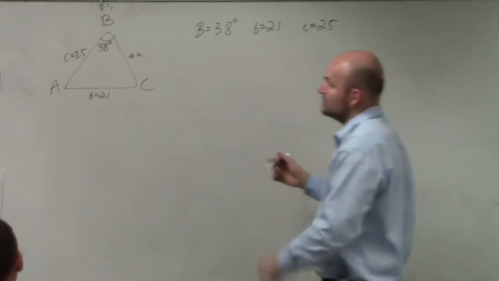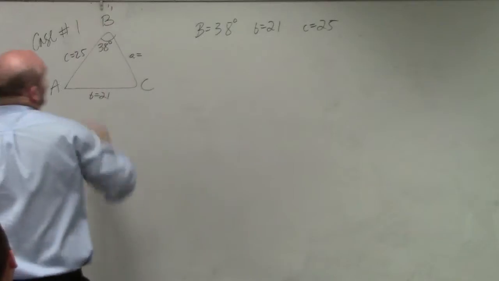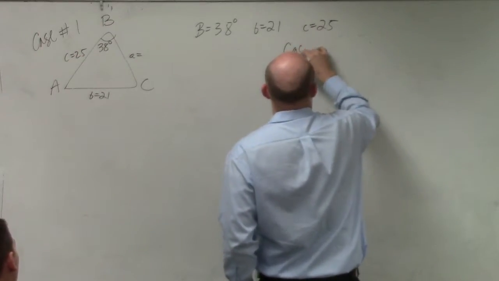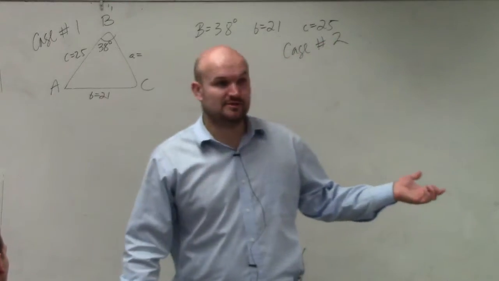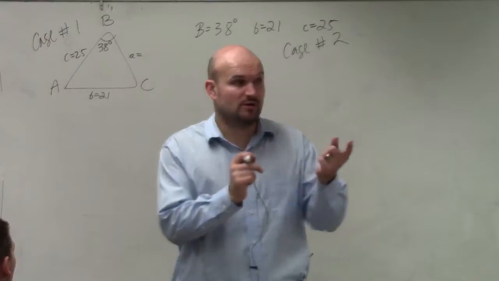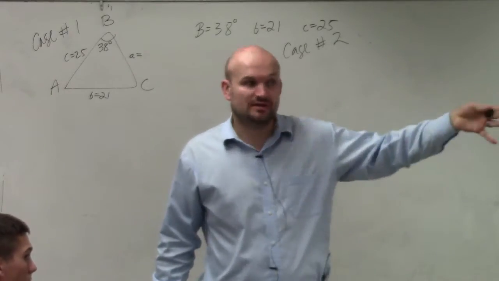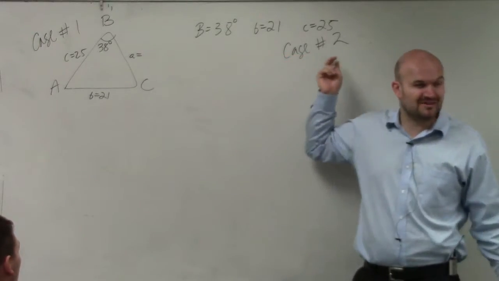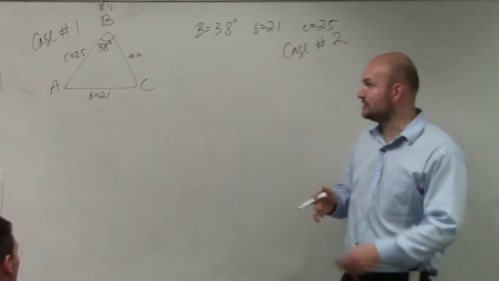So what I'm going to do is automatically I'm going to say this is case number 1. And I'm going to write in here is case number 2. It's possible that there is no case number 2, right? There's possible that there's only one triangle. That was an example of one triangle. Okay? It's possible that no triangle exists, right? But there's also a possibility that there's 2 cases. I'm going to write this down so I don't forget, okay? Because there's going to be a lot of math that I'm about to start doing.